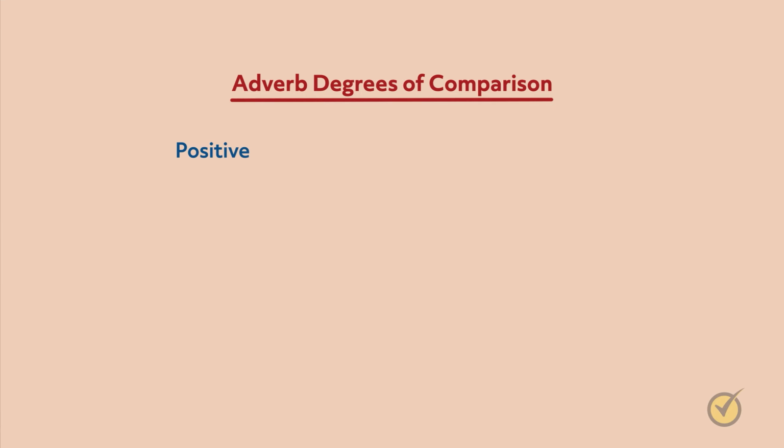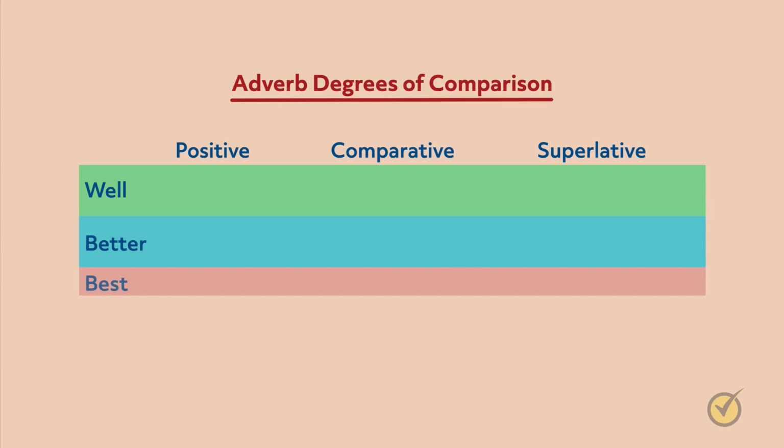Adverbs not only modify verbs, they are also used to describe comparisons of two things. Adverbs have 3 degrees of comparison: positive, comparative, and superlative. The best way to explain positive, comparative, and superlative adverbs is to think of them as well, better, and best.